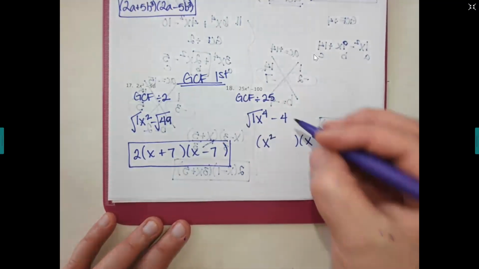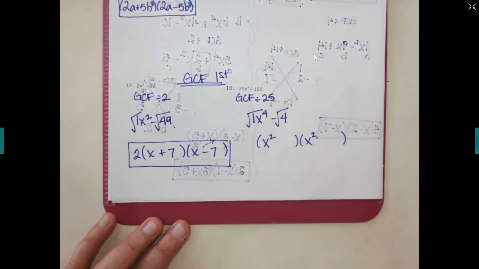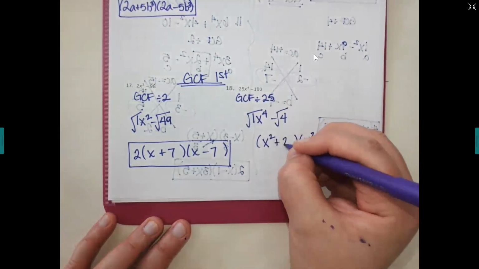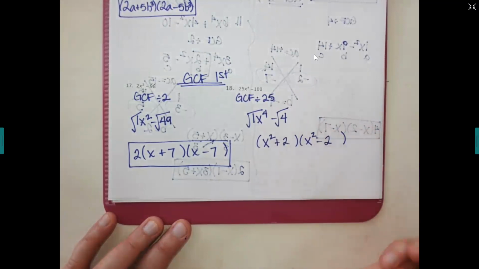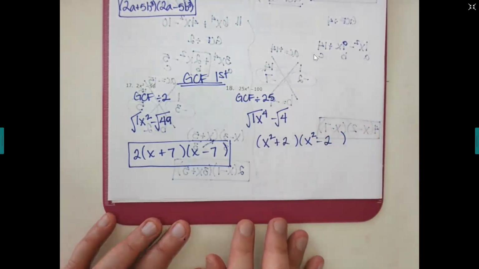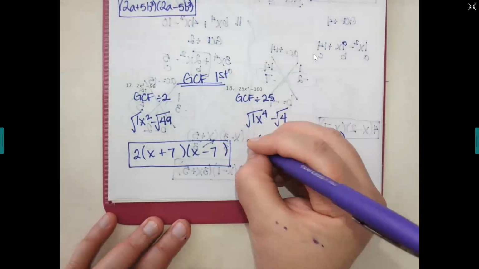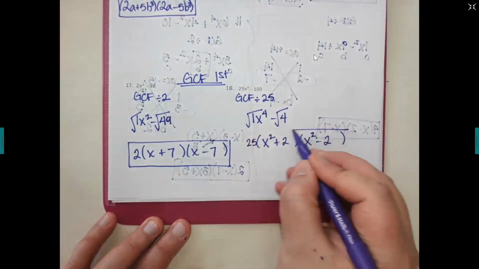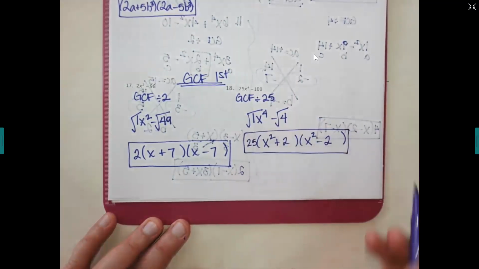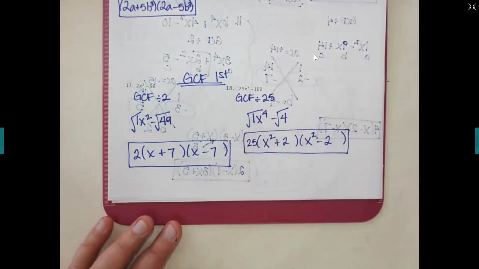Okay, then for my square root of 4, what are we going to get for that? Plus or minus 2. Am I done? Oh, no, don't forget your 25. Okay, I actually just realized as we did this, I made a mistake on one question.